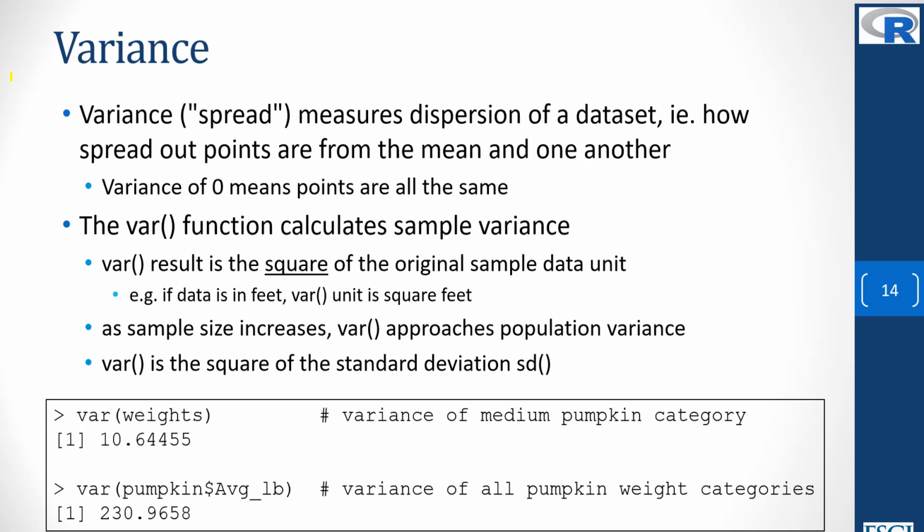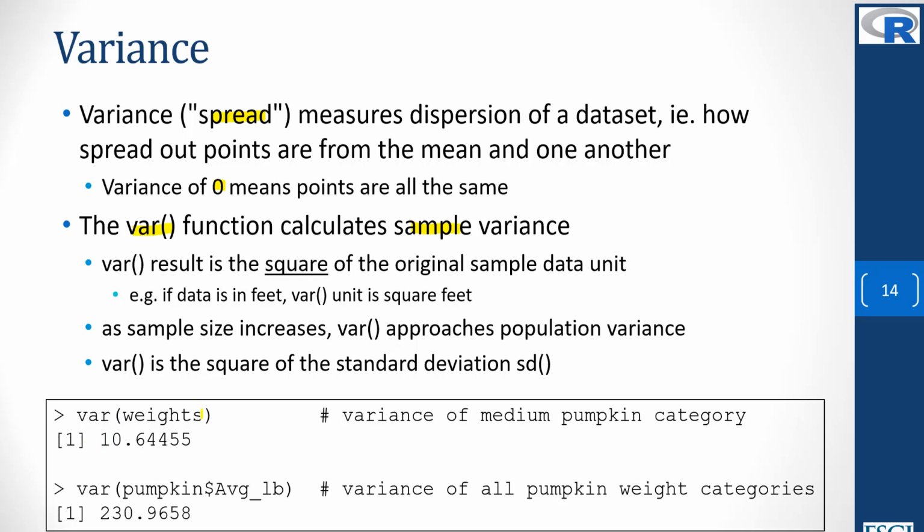Another summary stat we can look at is the variance. This is the distribution or the spread of the data, how far it is from the mean and how far the points are from one another. If you have a variance of 0, that means all the points are the same. R gives us the variance function, var, which calculates the sample variance. As you get bigger and bigger samples, this approaches the population variance.